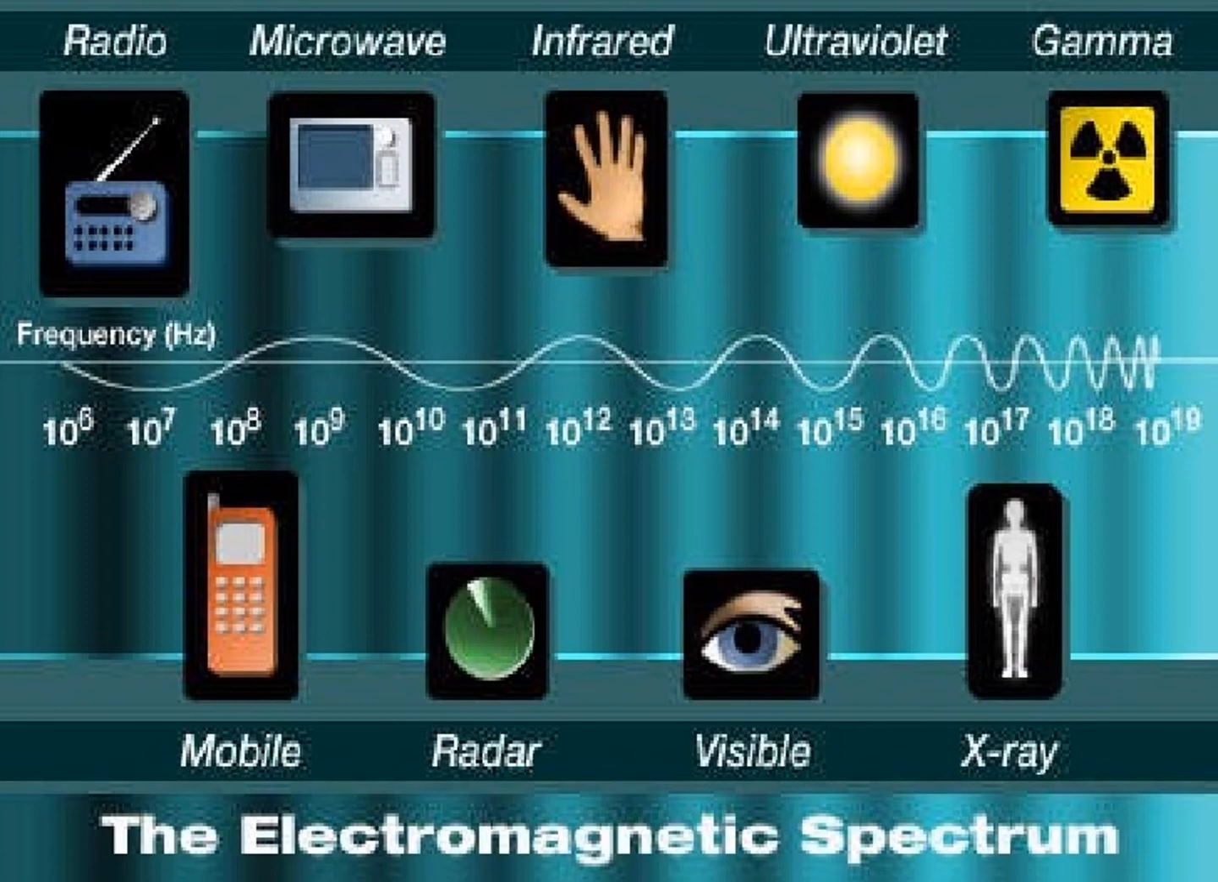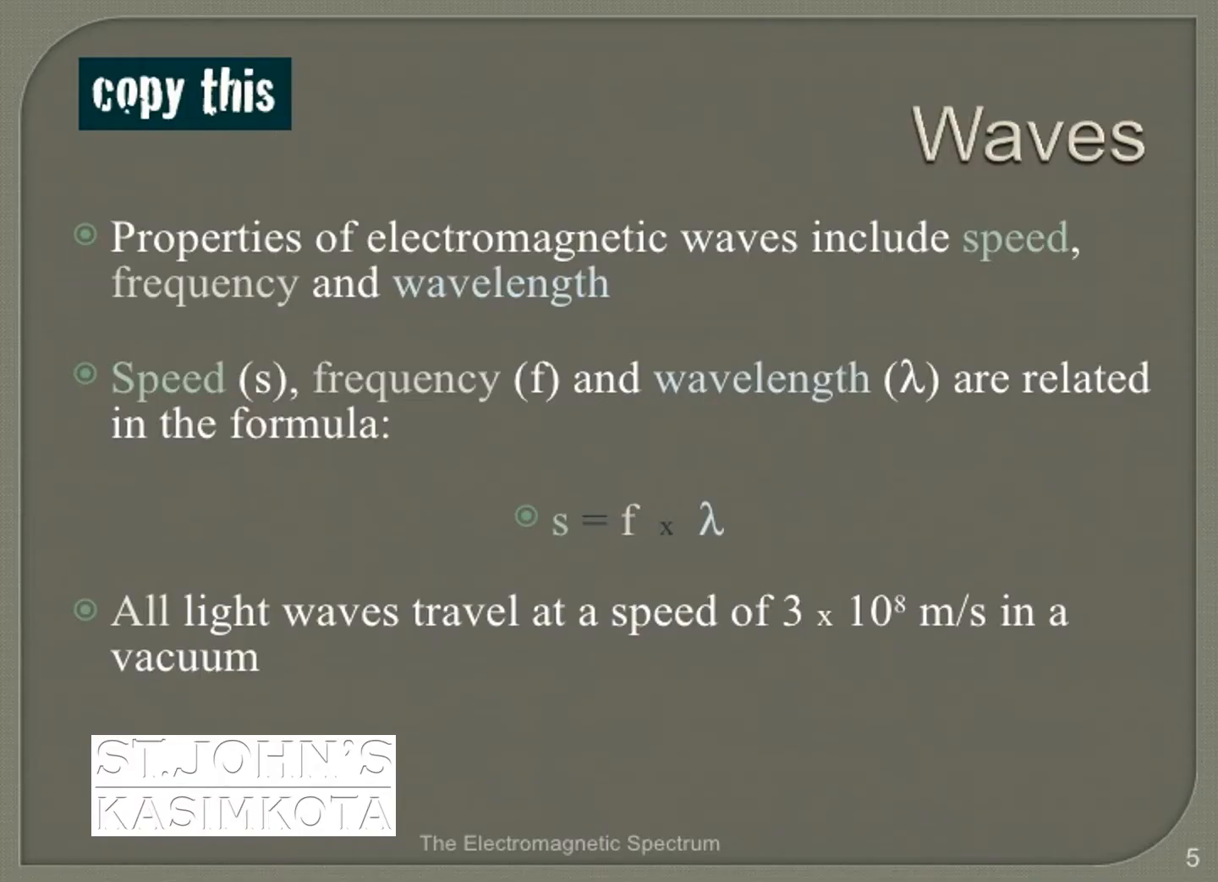So here you can see radio waves, microwaves, infrared waves, ultraviolet, gamma rays, and in between radio and microwaves, mobile waves, then microwaves, radar waves, infrared waves, then the visible spectrum, ultraviolet spectrum, X-rays, gamma rays. So these are the different types of light forms, together making a continuous spectrum. Now, note down these points.